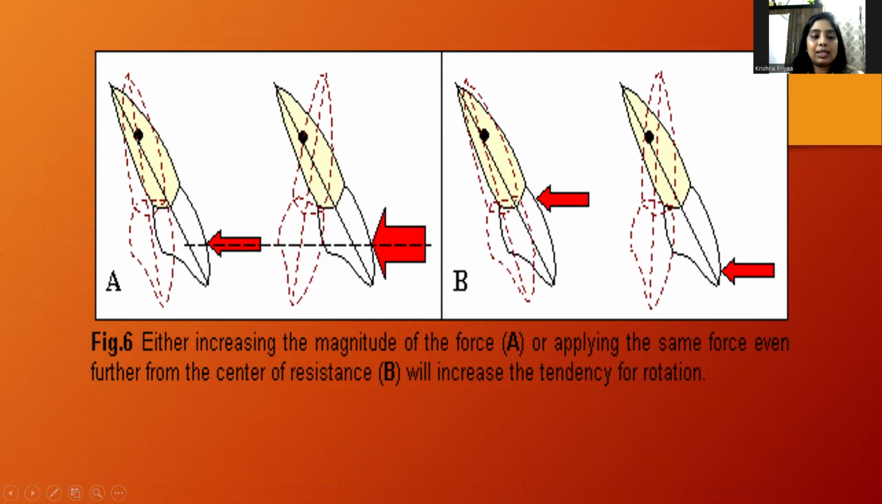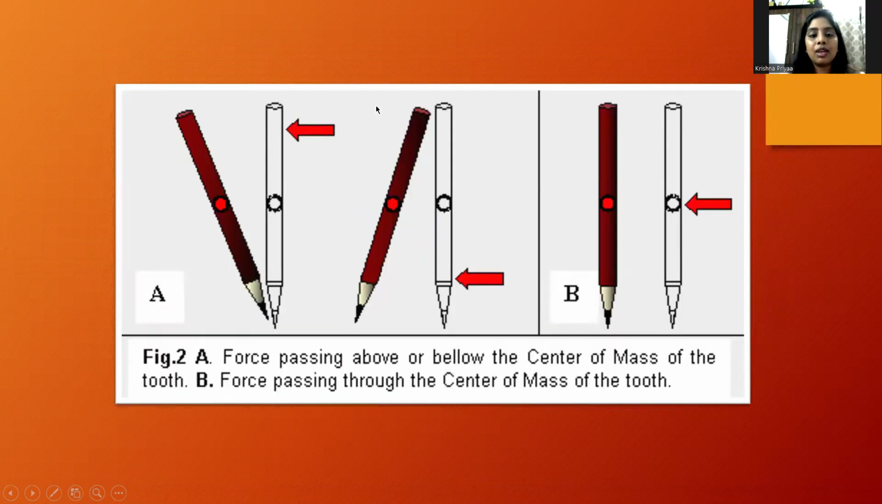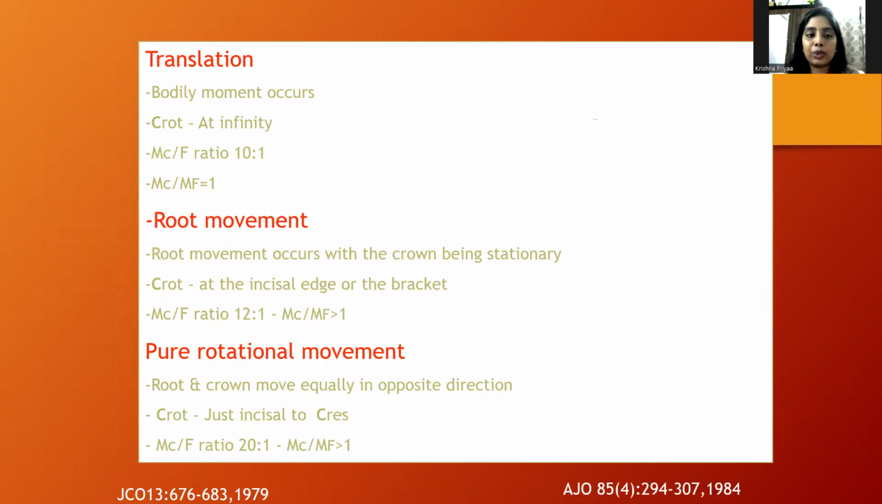Here you can see this is the CR and the point of force application is here. When the point of force application goes very, very high, or the force is very high, or the point itself is very close to the incisal tip or to the gums, then it is going to increase the tendency of rotation, just like this. When it is close to the center of mass, it is going to move in a straight manner. But if it is above or below, rotation is going to happen.